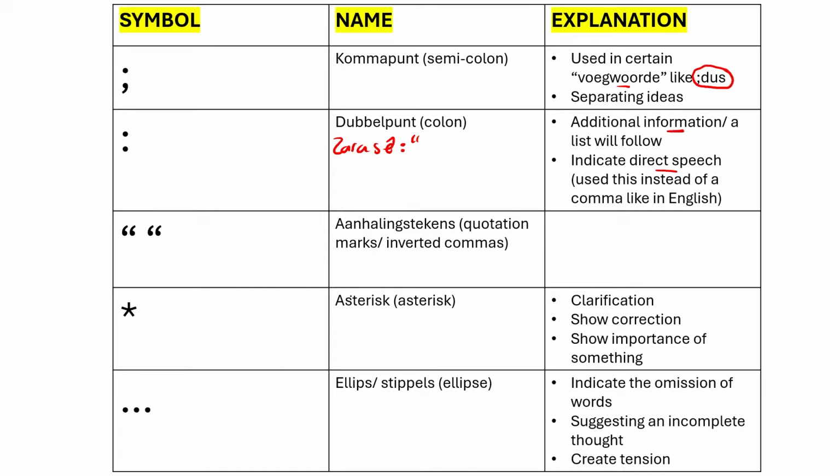Then we get our aanhalingstekens or our quotation marks, inverted commas, and that is to indicate direct speech. Then we have our asterisk. Could be for many things, guys. So to show clarification, correction, and also something important. I usually use it to show, oh, this is important, asterisks, right? Then we have our ellipse or our stipples. So indicate the omission of words, suggesting an incomplete thought. And in poetry, we usually want to create some tension when we use ellipse. Or we want the reader to come up with whatever they are saying.